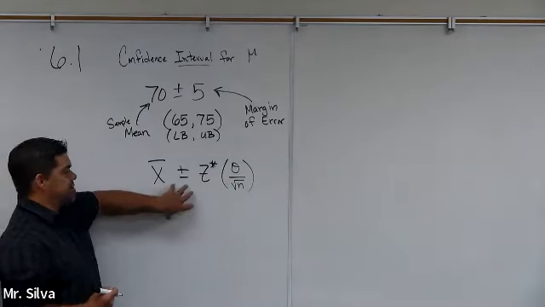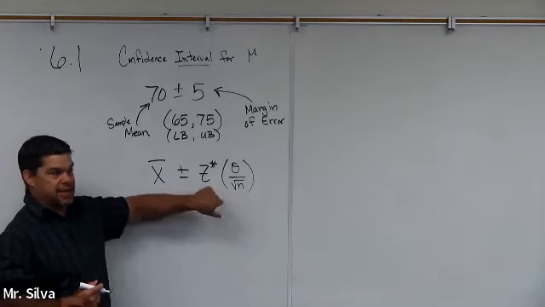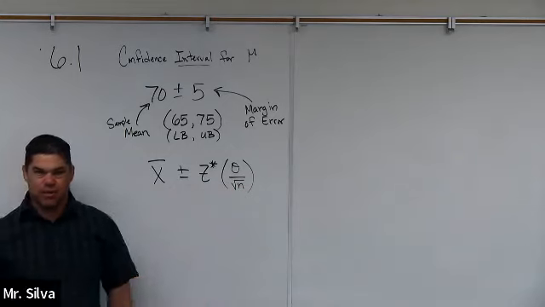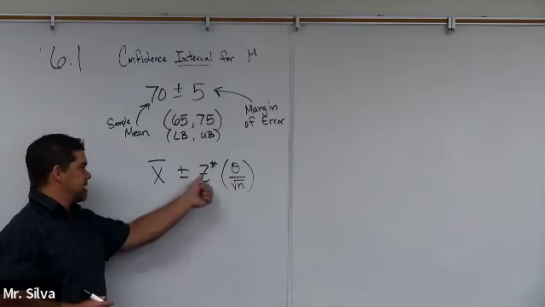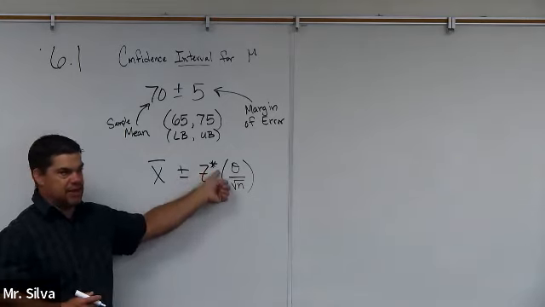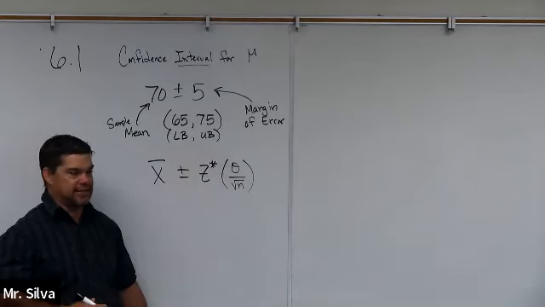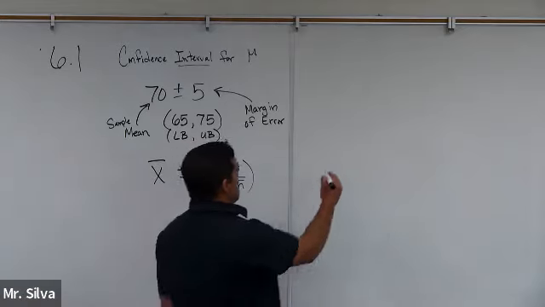So all this information is going to be given to us, except for that z star thing. That's the new thing. Well, we know what a z-score is, but that's not z, that's z star. So we're going to come up with this number based on a confidence interval. Here we go with the curve again.